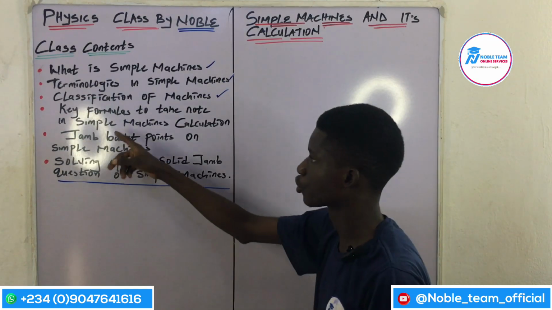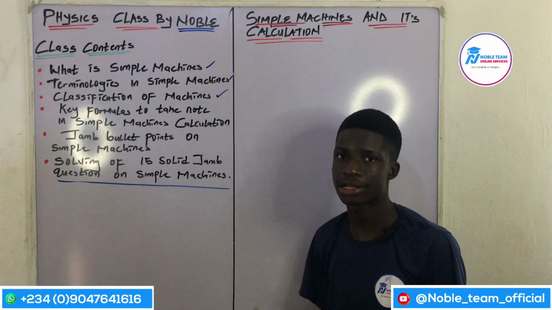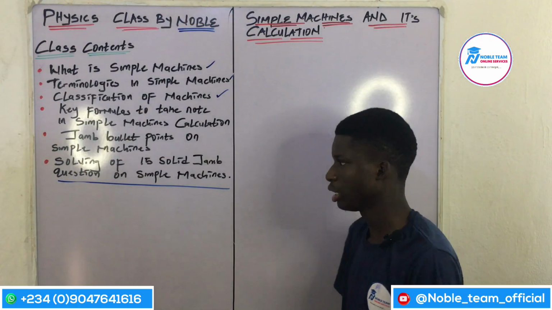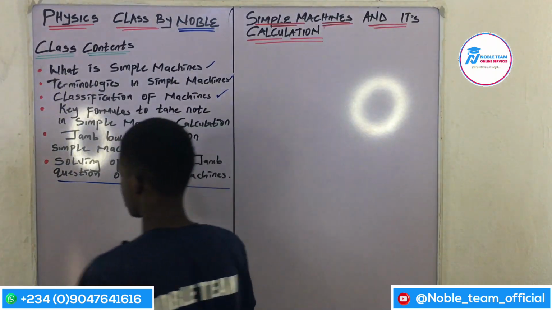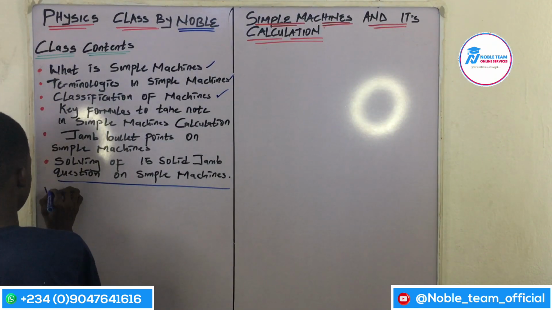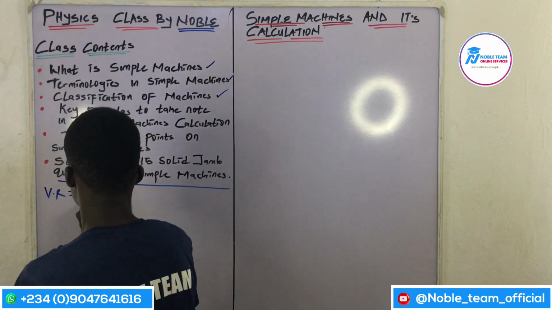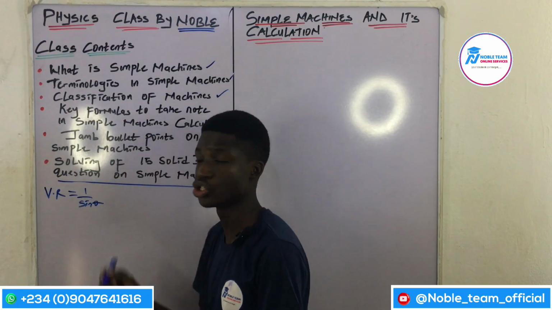Now the next one I want us to look into is the key formula that you need to take note of, because when we start solving questions, you'll be asking where we get these formulas from. So I'm going to be listing the formulas out. You take note of it. Take note that velocity ratio, which is VR, is 1 over sine theta. I've listed this for an inclined plane.